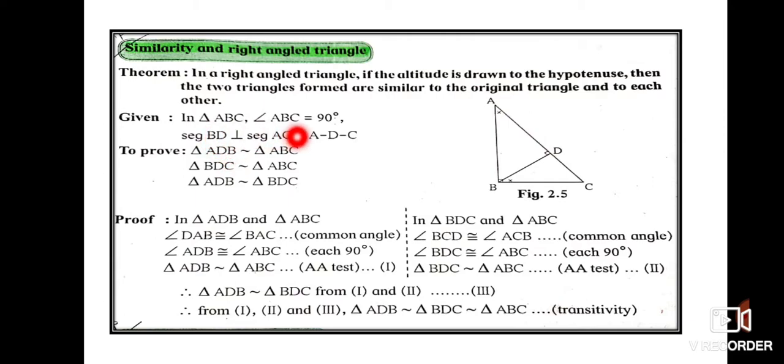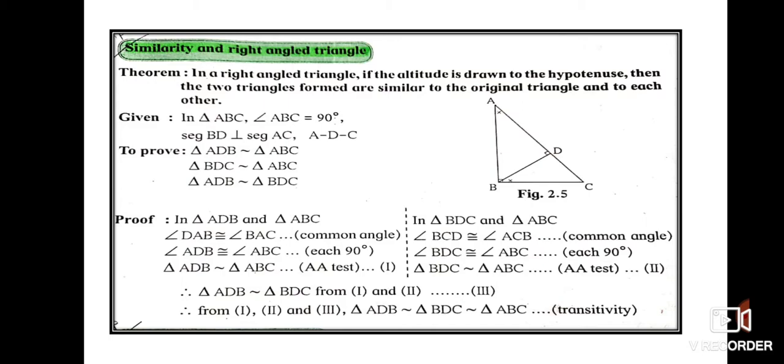In a triangle ABC, angle B is 90 degrees and BD is perpendicular to AC. Now we have to prove that ADB is similar to ABC, that is, this triangle ADB is similar to the bigger triangle ABC. In the second one, BDC is similar to the bigger triangle ABC. And the third one is that the two triangles ADB and BDC are similar to each other.